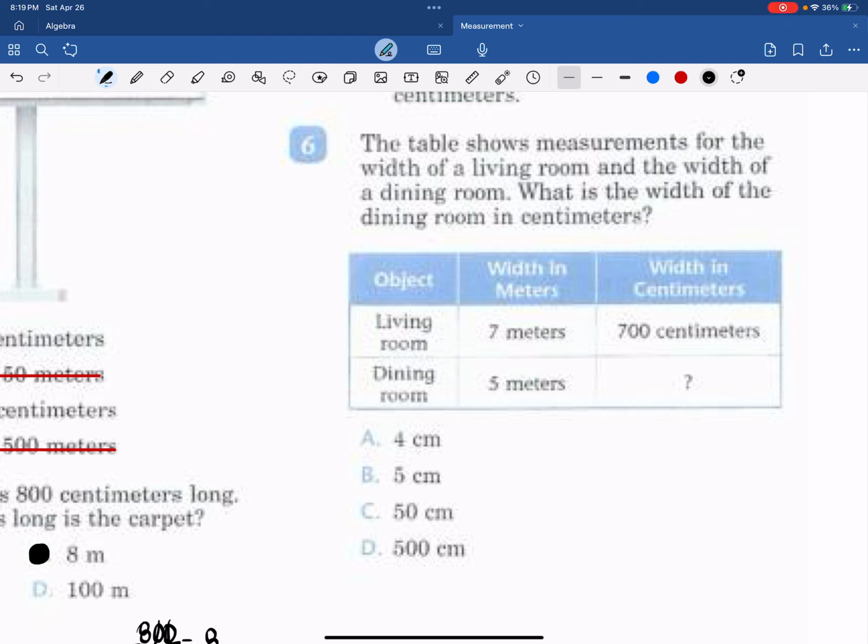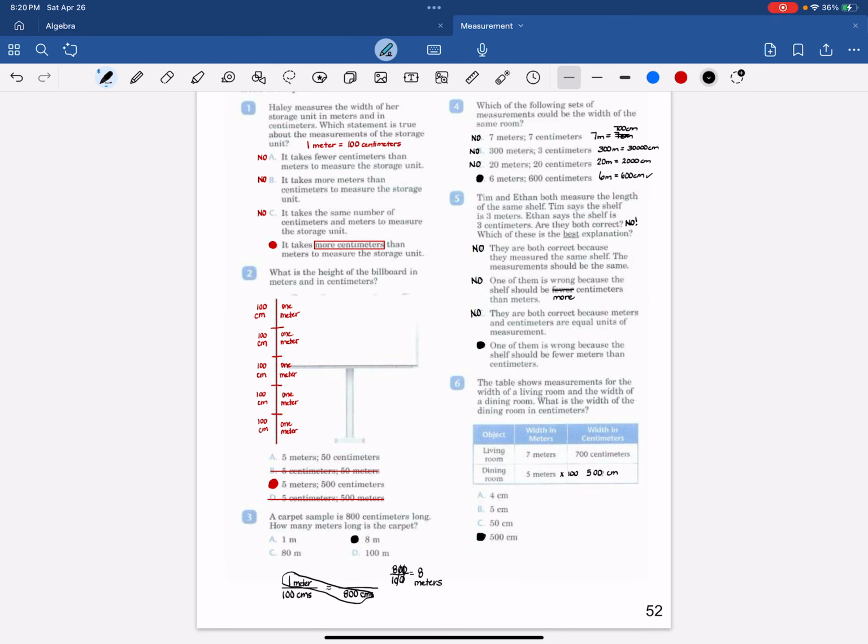The table shows measurements for the width of the living room and a width of a dining room. What is the width of the dining room in centimeters? Well, we know that 7 meters times 100 is 700 centimeters. So 5 meters times 100 would be 500 centimeters. And I like that for answer D, as in Delta. Not a lot of math to do there. It's just brain bending stuff for me. I hate those kinds of questions, but you can do them if you take your time.